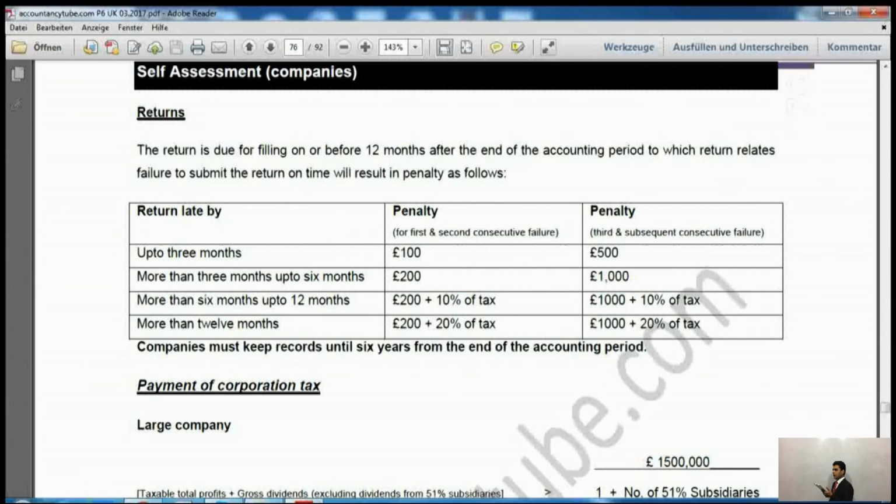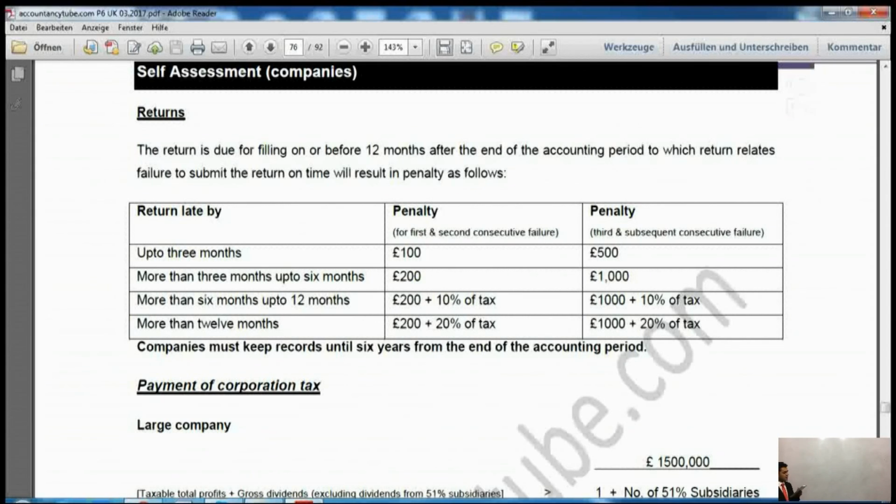The first one is return late by time, so how long they are late. In the first case, it is up to 3 months. The first penalty is for first and second consecutive failure. Say, for example, if it is your first time that you are being late in the submission of the tax return, then this penalty will apply, and if it is up to 3 months. If it is the second time, then this £100 will apply as well.